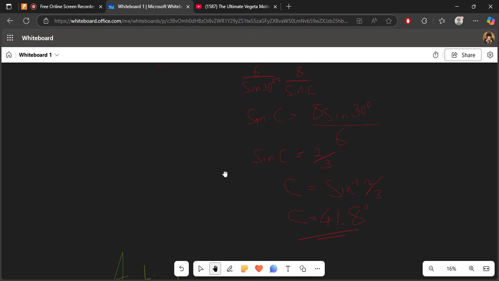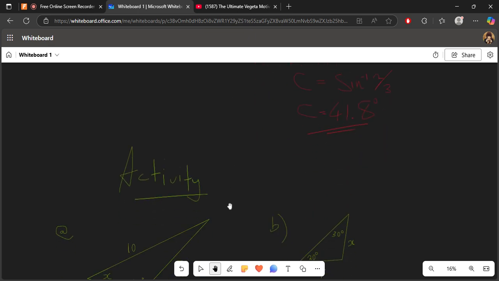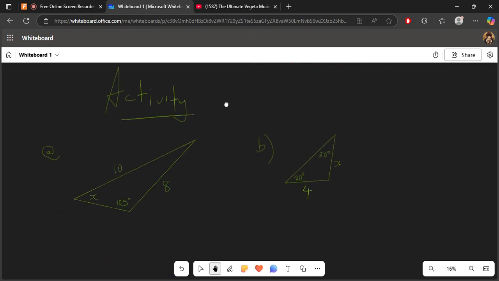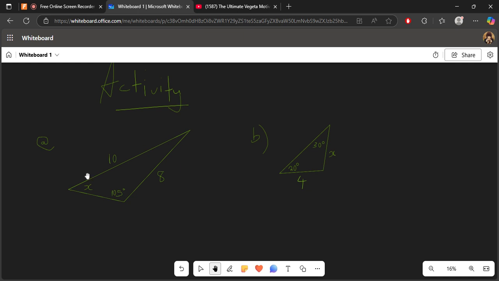I hope you understood that and everything was clear. From there, we have this short activity. You can try it out and try and find x. Here x is an angle. You have a complete angle side pair. Here you also have a complete angle side pair. Here x is a side. Yeah, try and find x.